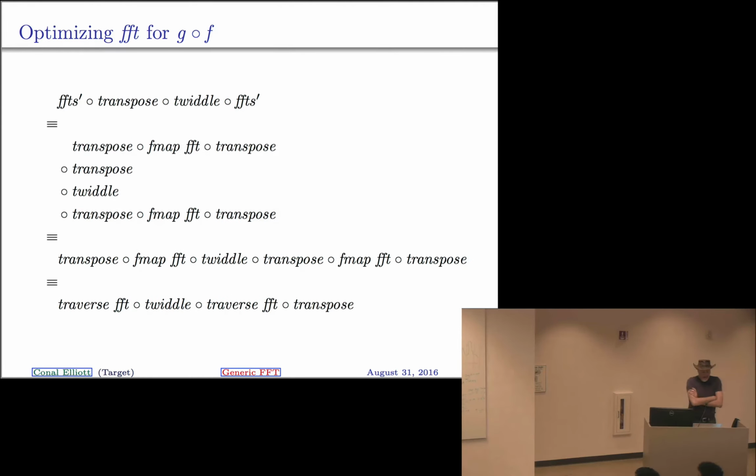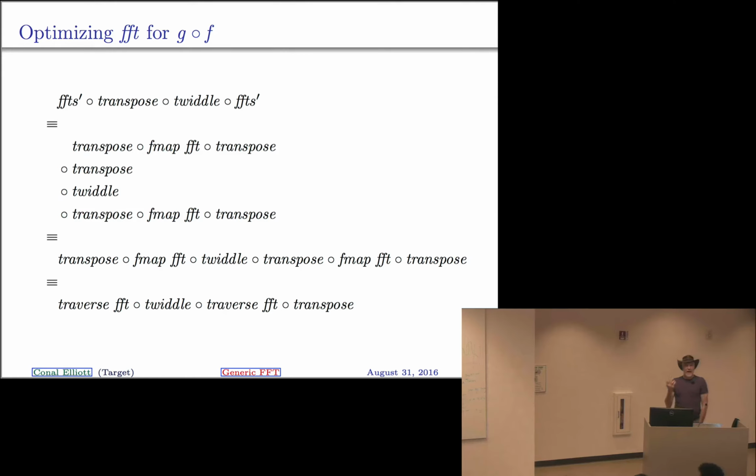So there we go. Now, there's a little optimization that can be done, and this leads to the implementation I actually use. So this is the code outside of the pulling constructor off and putting it back on. FFTs, compose, transpose, twiddle, FFTs. And then I just substitute the definition of FFTs prime here, which is this. Now we look at this composition chain. We got two transposes in a row. Transpose is its own inverse, so those guys go away. And there's a standard operation for transpose composed with fmap. It's called traverse in the Traversable class.